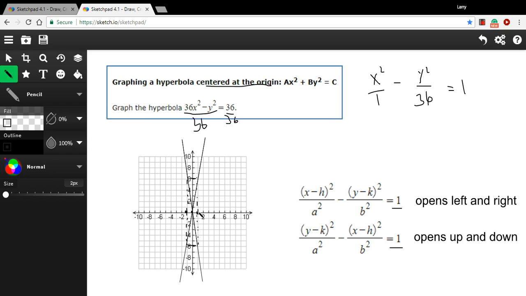Once you've got your asymptotes, you can just sketch in the hyperbola, starting at the vertex and then approaching those asymptotes. Like so, and like so, or close enough. So you can see this is a very kind of wide open hyperbola. But that is how to graph a hyperbola when you're given this equation that's not in standard form.